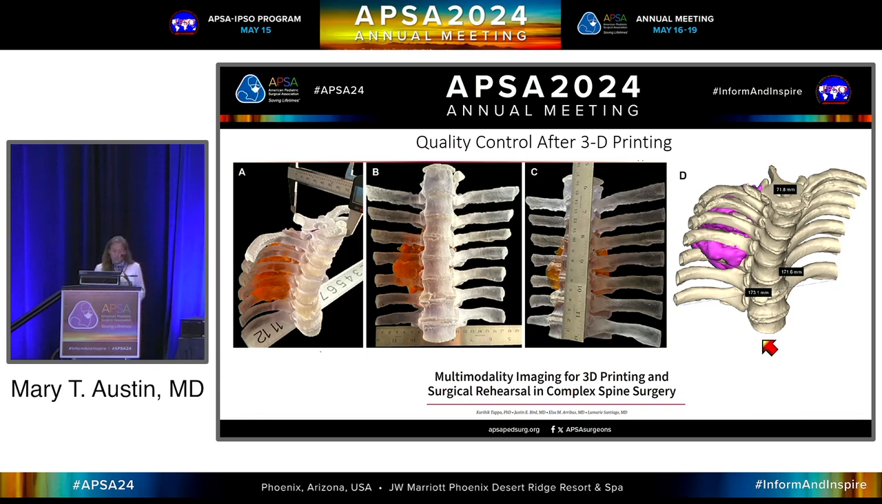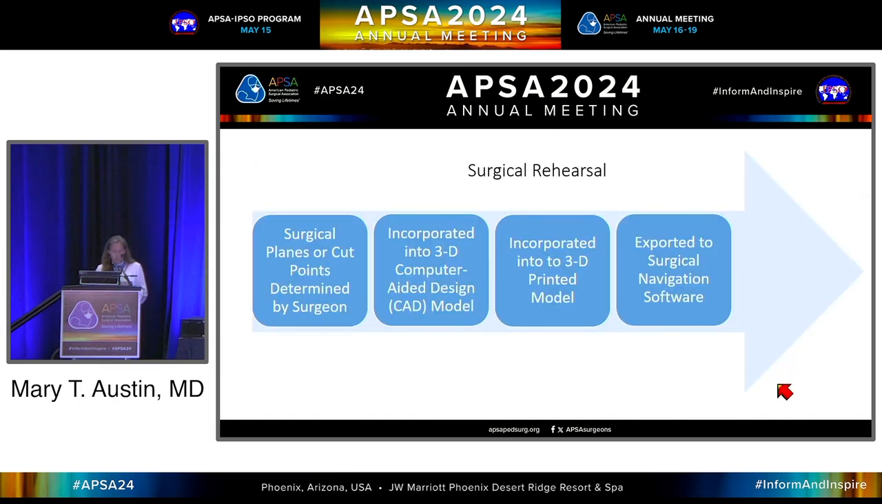Here, the accuracy of the 3D model is being verified by measuring in 3 planes and then comparing those measurements to the 3D rendering. For tumor resections and cases involving reconstruction, the surgical planes and cut points are determined by the surgeon. These can then be incorporated into the 3D computer-aided design, or CAD, model prior to printing. The cut marks can then be included in the 3D printed model.